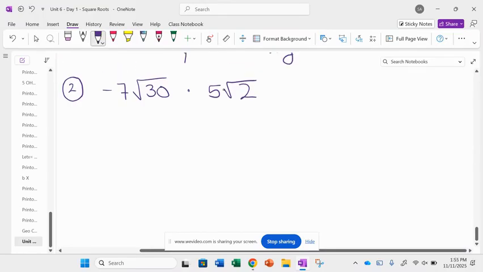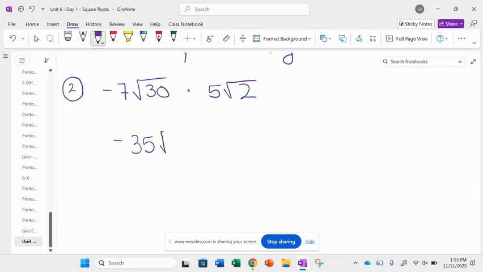So you multiply the coefficients, negative 7 times 5 is a negative 35, and then you multiply the radicands, 30 times 2 is a 60. And then what should we always do? Simplify the radical if we can. If we're going to simplify this radical, I'm going to get 4 and 15, right? 4 and 15. And then that 4 will be a 2 and the 2. So we're going to have a negative 70 root 15.